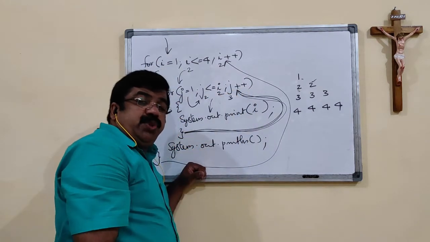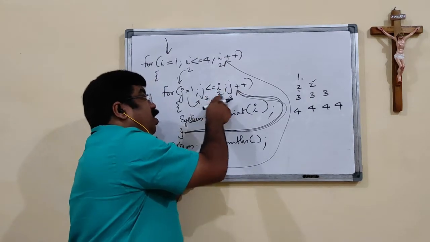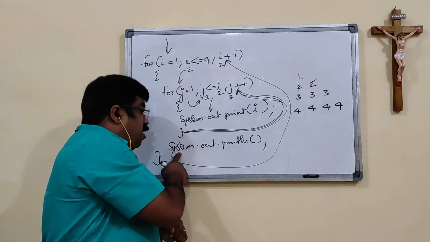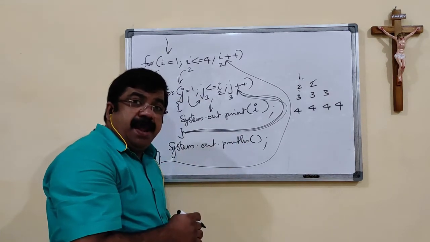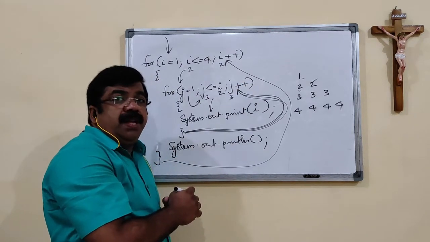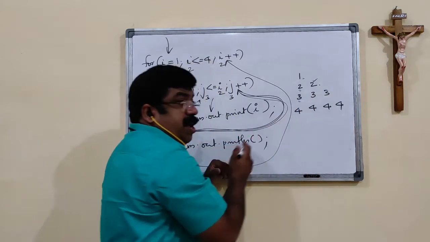j is becoming 3. 3 less than 2 is false. 3 equal to 2 is false. Jumping out. It has got System.out.println. The println will force the cursor to go to the next line. So the cursor will go from here to the next line.